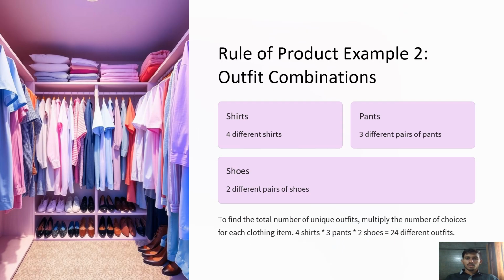Rule of product, example 2: outfit combinations. Consider this is your wardrobe. There are four different shirts, three different pairs of pants, and two pairs of shoes. If you want to wear different clothes for many days, you take the combination of these things. It is done by 4 times 3 times 2, which is four shirts into three pants into two shoes. So there are 24 different outfit combinations you could wear without wearing the same outfit on the next day.